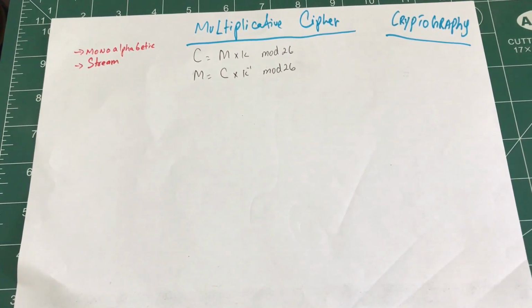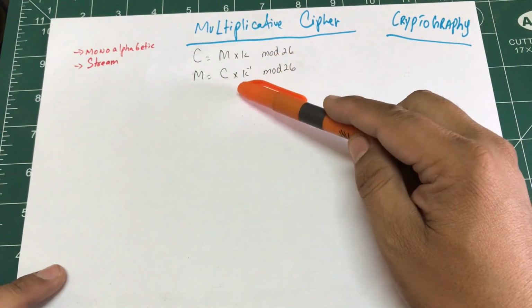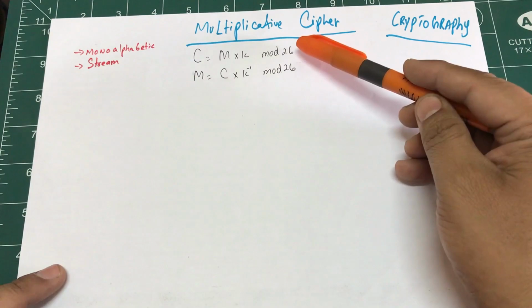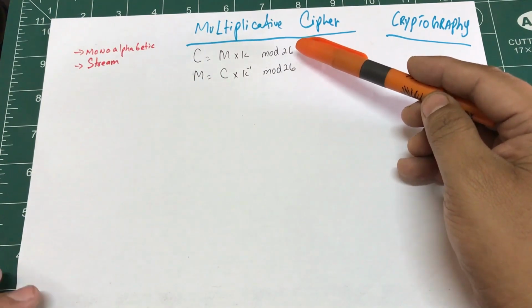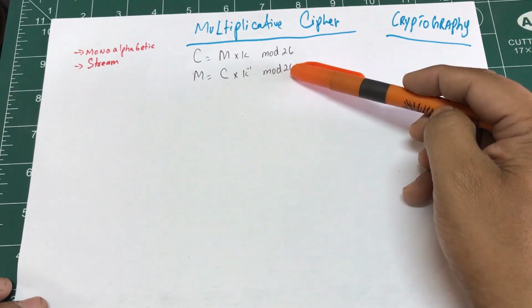All right. So last time we looked at a very famous cipher, which is known as Caesar cipher. This time we're going to look at another type of cipher, which we'll call a multiplicative cipher. In Caesar cipher, you were adding the key and taking a mod, and then subtracting it to decrypt your message.